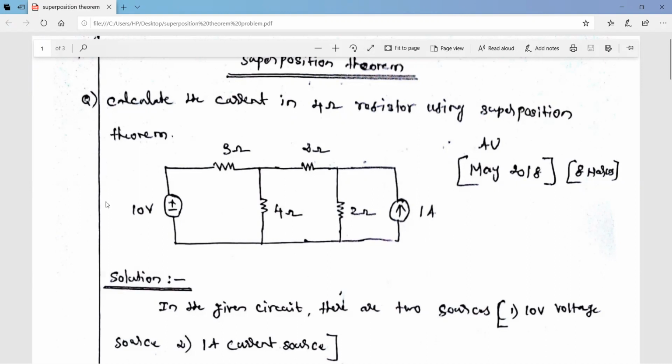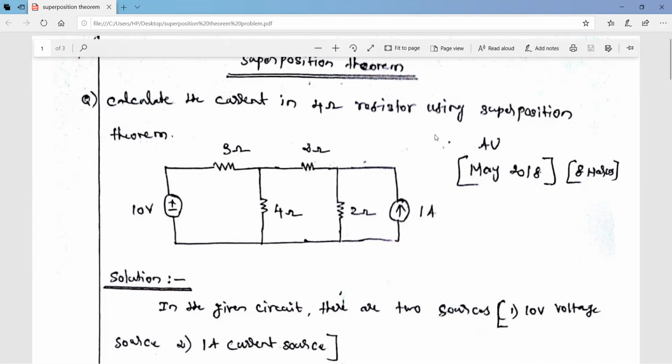The given circuit has two sources: one is a 10 volt voltage source and the other is a 1 amp current source. So the current supplied to this resistor comes from both the sources. For such a circuit, we apply the superposition theorem.